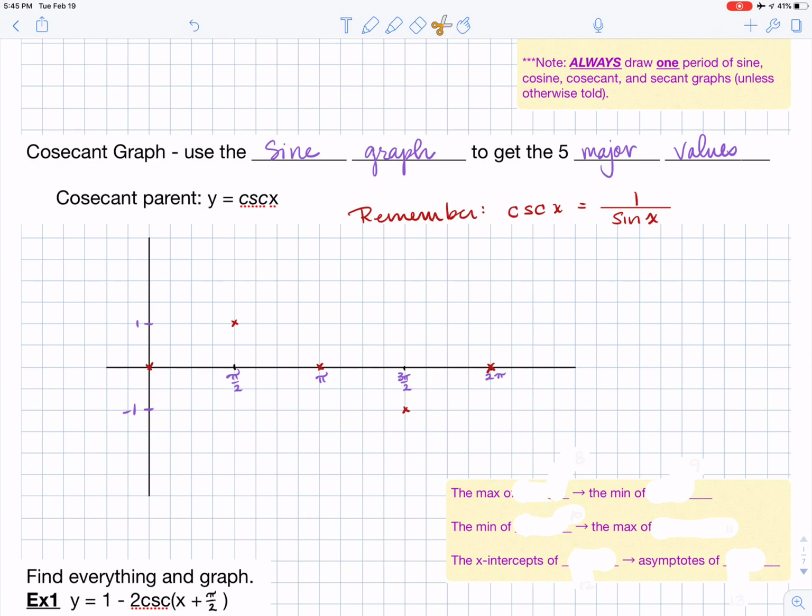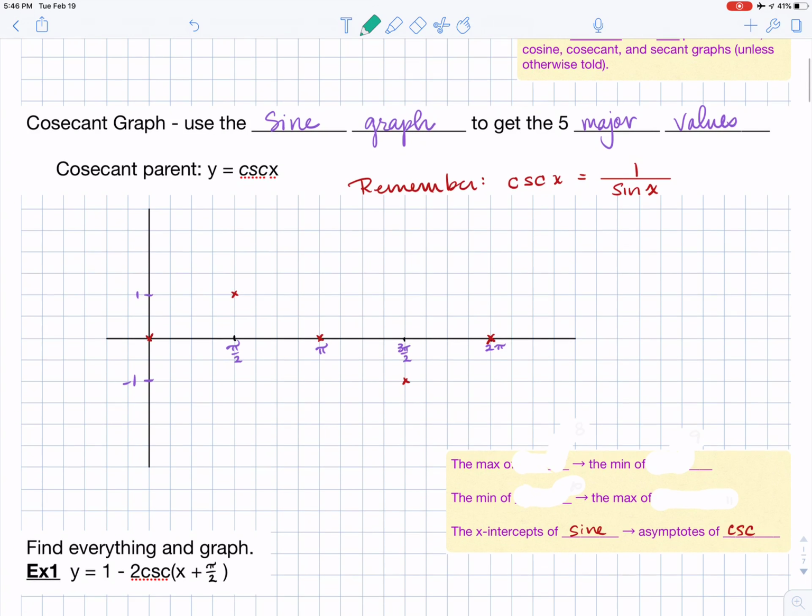So here's the deal. Anytime you have an x-intercept on your sine graph, you're going to have what's called an asymptote on your cosecant graph. If you'll think back to college algebra, anytime you had a 0 on bottom, this is going to draw an asymptote. So if you remember correctly, an asymptote is drawn with a dotted line. So wherever sine had an x-intercept, cosecant is going to have a vertical asymptote.